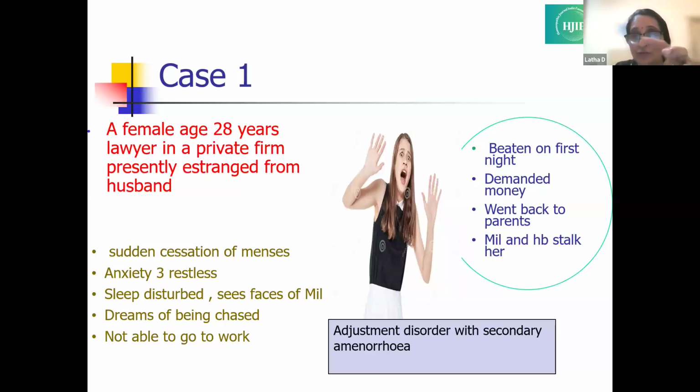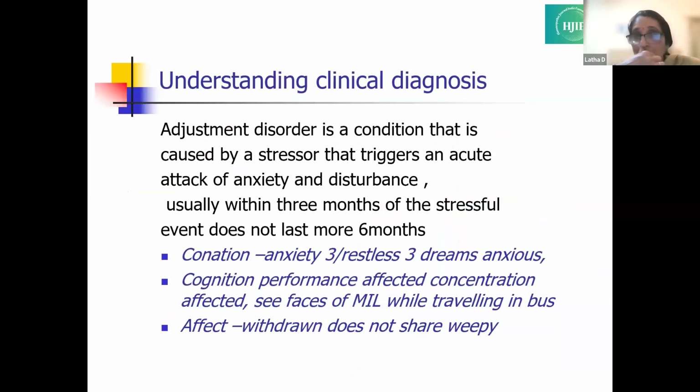In this state of shock, within a month there were symptoms of anxiety, restlessness, sleep disturbance, sudden cessation of menses, dreams of being chased, and not being able to go to work. The diagnosis is adjustment disorder with secondary amenorrhea. Understanding the clinical diagnosis gives an awareness of what exactly we are treating. Usually this condition is not going to last more than 6 months on its own. But right now, the patient has become dysfunctional, not going to work, and these are the cluster of characteristic symptoms.